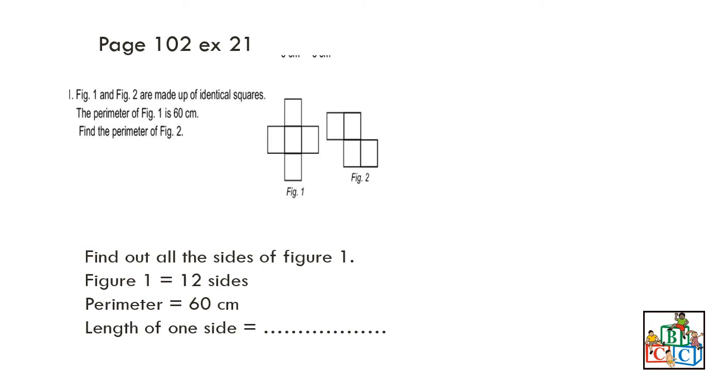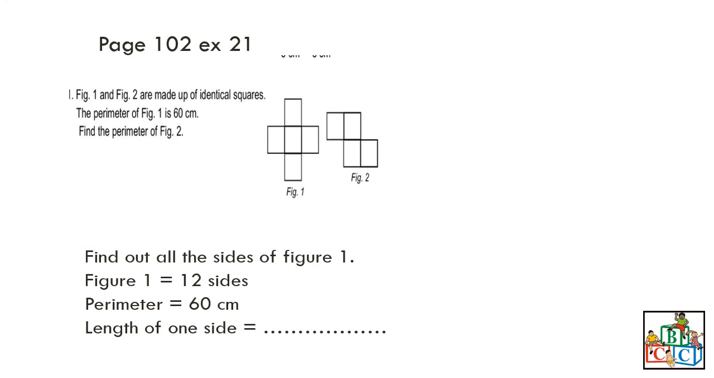Okay, so when you have counted the sides, I want to say the outside, the sides which are outside only, you will have figure 1 is equal to 12 sides. So there are 12 sides, the perimeter is 60 centimeters. What is the length of one side in centimeter? You know what you should do. If you already have the perimeter, you already have the sides, you have to find the length. How are you going to do this?